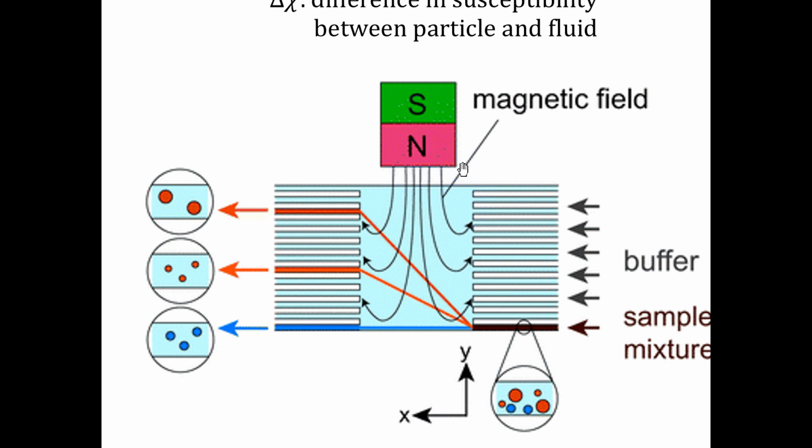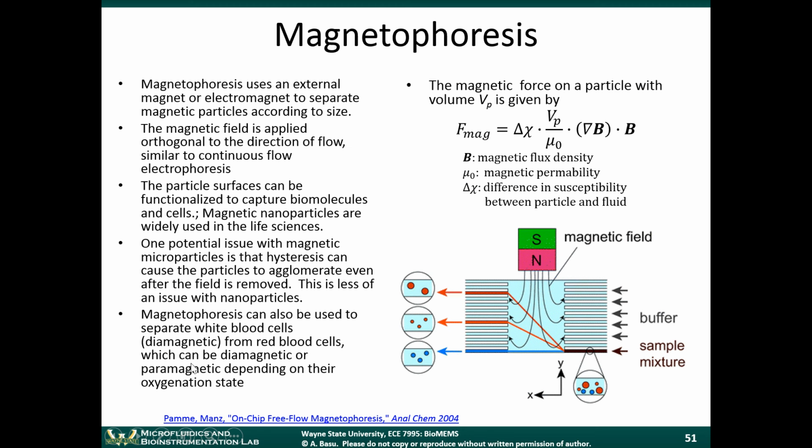But if you include the magnetic field, different size particles and differently magnetized particles will travel at different speeds upwards depending on their properties. So the different types of particles would end up at different outlets here, and you could potentially count each one of these types of particles.